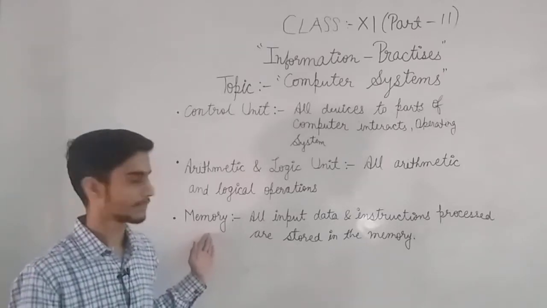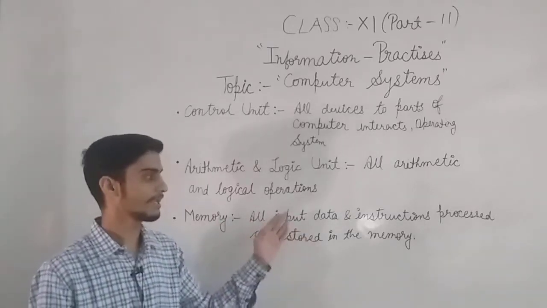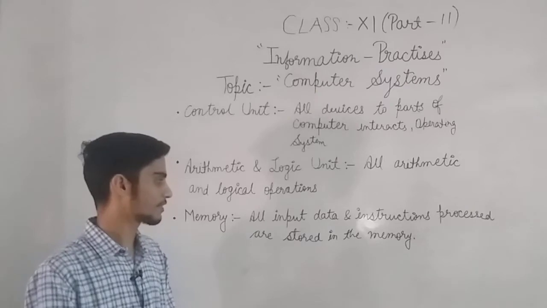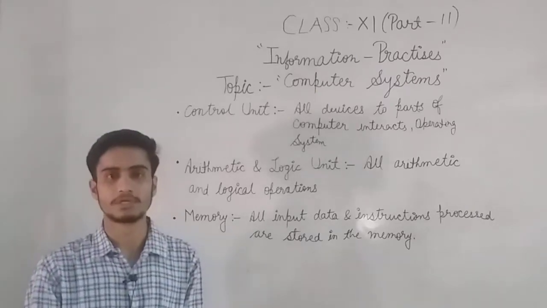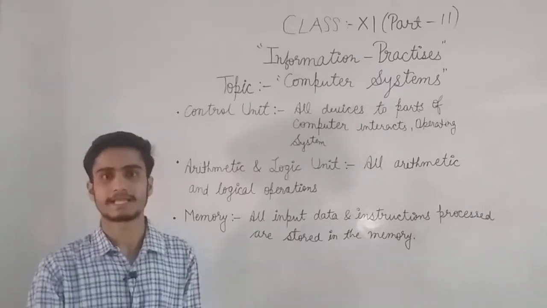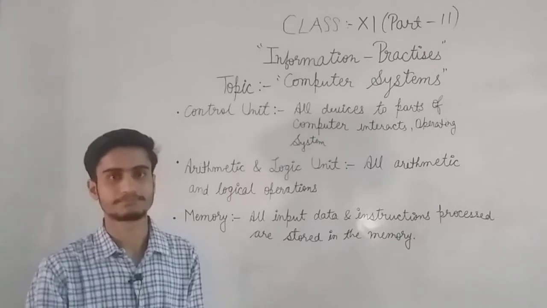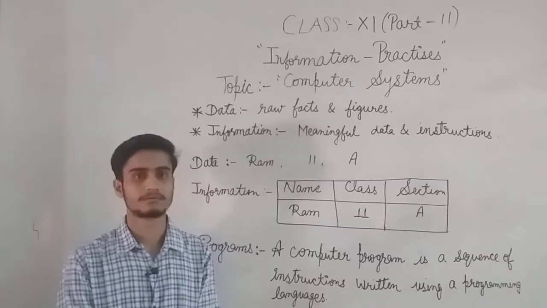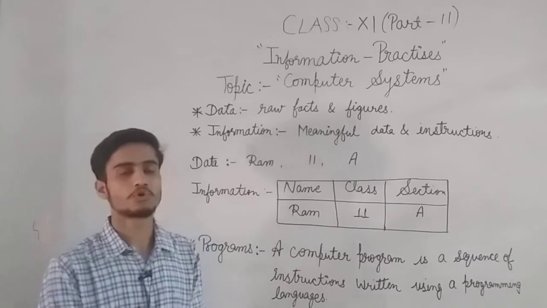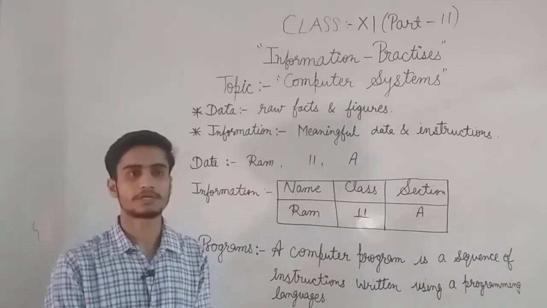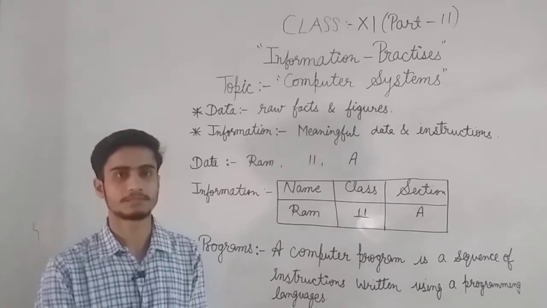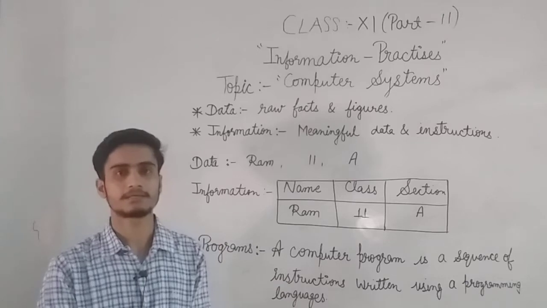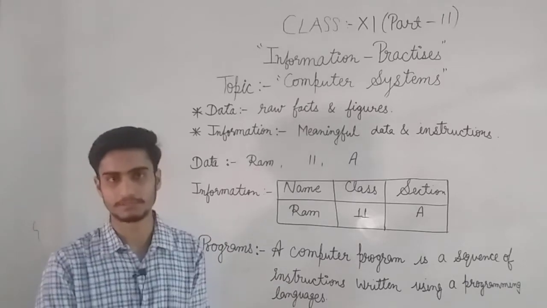Coming to the memory, all the input data and instructions processed are stored in the memory, such as primary memory, secondary memory, etc. So far we have discussed every unit of the block diagram of the computer system. Now we will understand data and information.